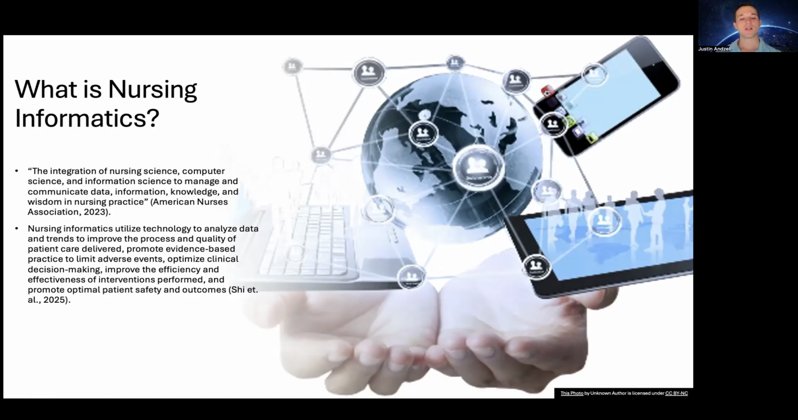Nursing informatics utilizes technology to analyze data and trends to improve the process and quality of patient care delivered, promote evidence-based practice to limit adverse events, optimizes clinical decision-making, improves the efficiency and effectiveness of interventions performed, and promotes optimal patient safety and outcomes.